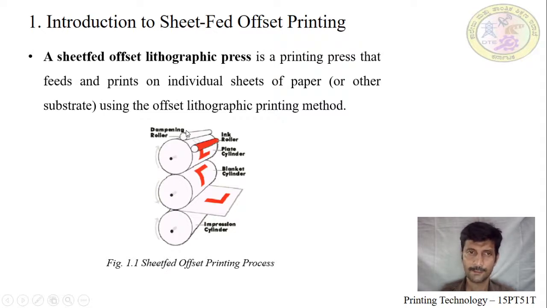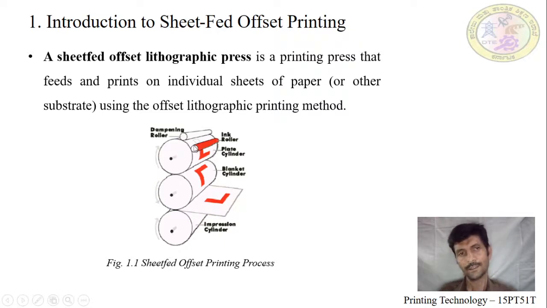so that it is ink repellent and water accepting. After the dampening roller is applied onto the plate cylinder, the ink roller comes in contact with the plate cylinder so that it applies the ink on the image area of the plate. It accepts the ink and repels water on the image area.